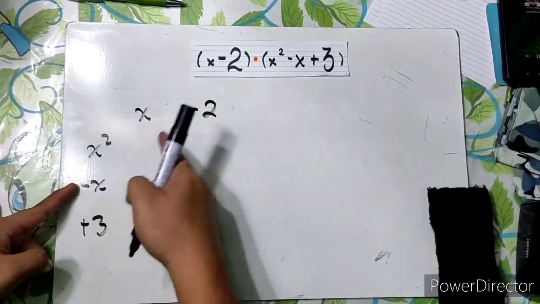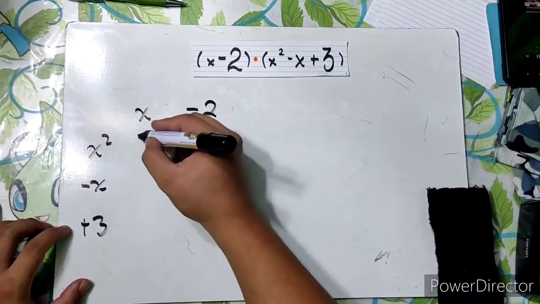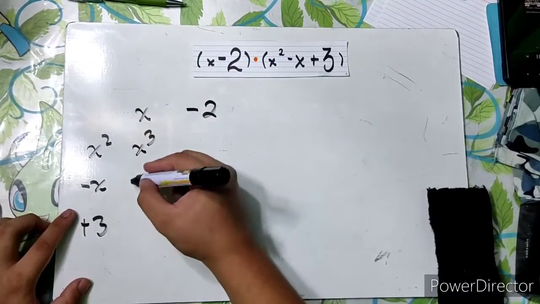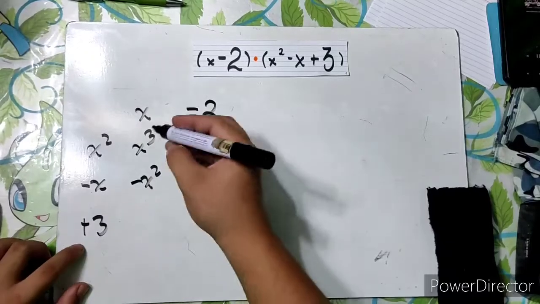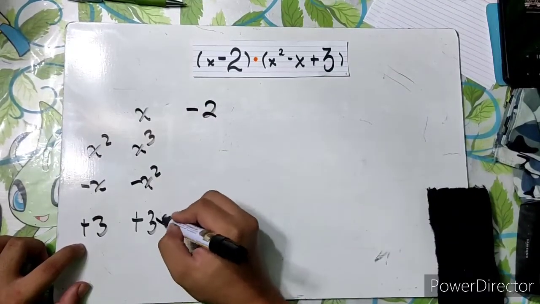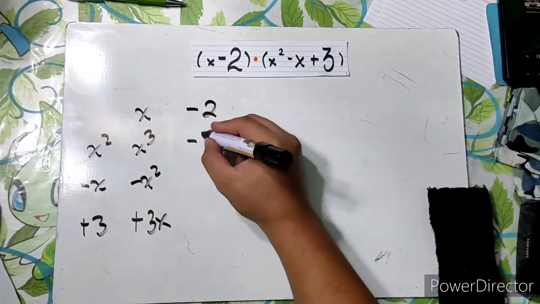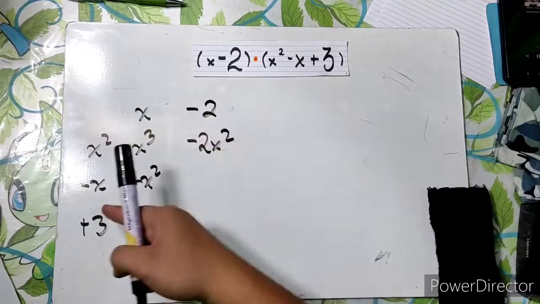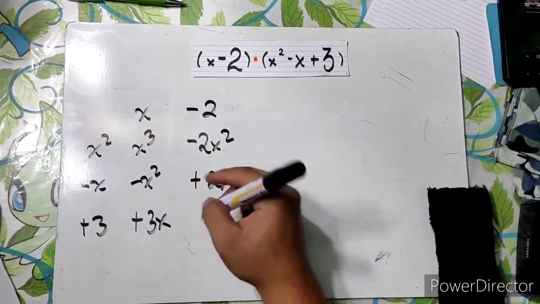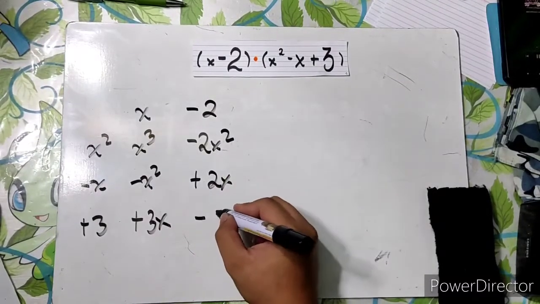We'll just multiply this to this. So x squared times x is x cubed, negative x times x is negative x squared, positive 3 times x is positive 3x. Negative 2 times x squared is negative 2x squared. Negative 2 times negative x is positive 2x. And positive 3 times negative 2 is negative 6.